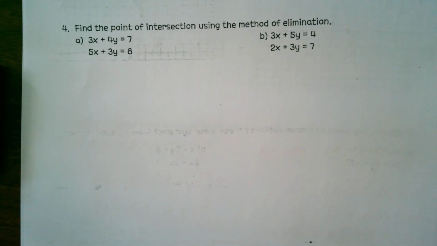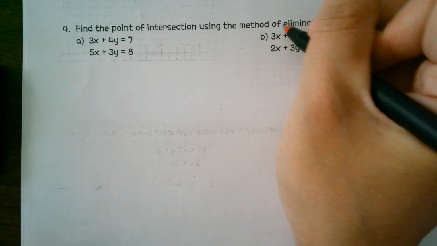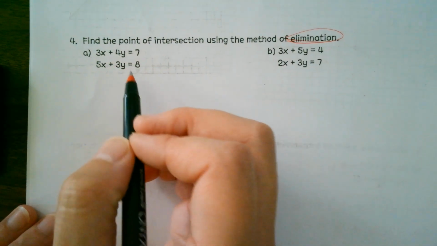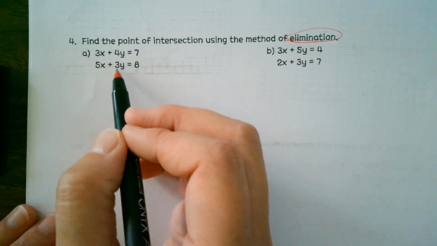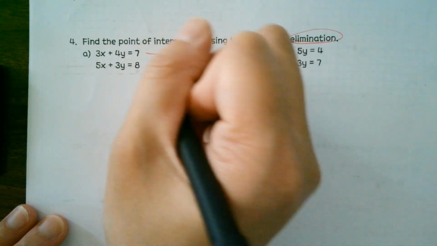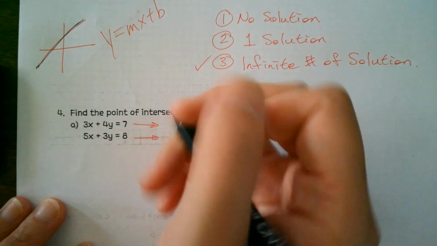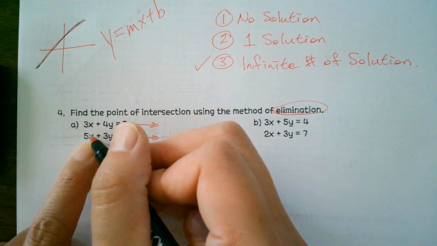Find a point of intersection using the method of elimination. So again, telling you which method to use. Looking at these, none of the coefficients match up, so I have to multiply. Let me go back to this. Let's say I want to get rid of the x.